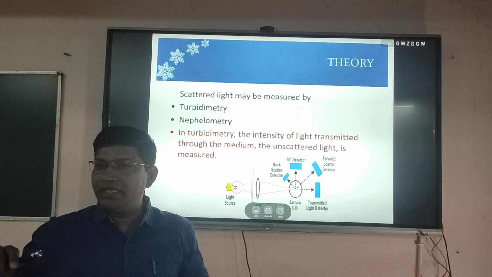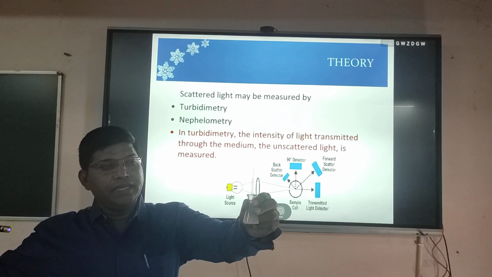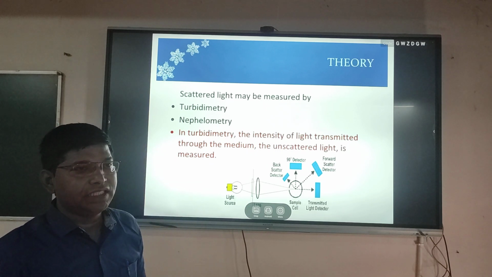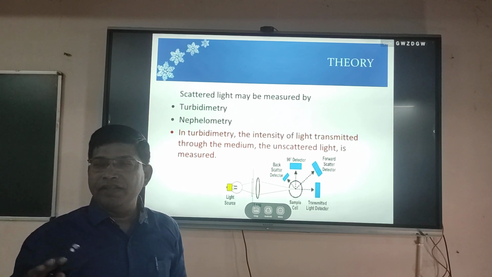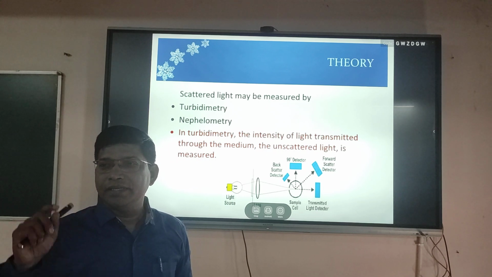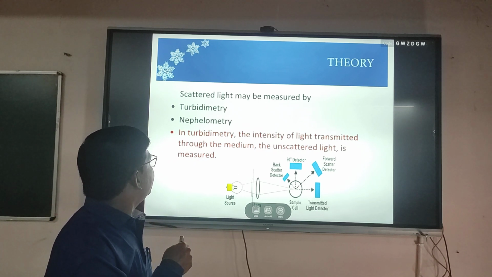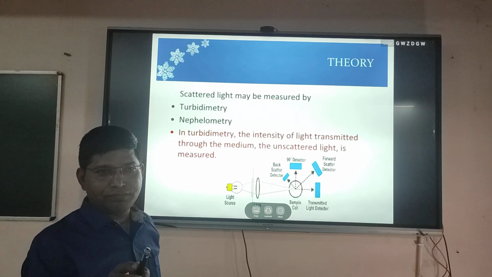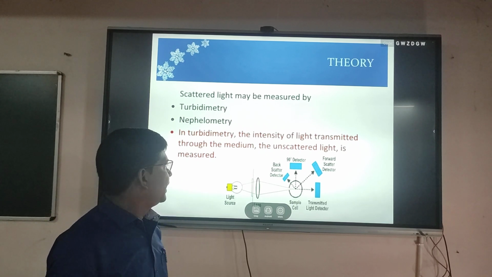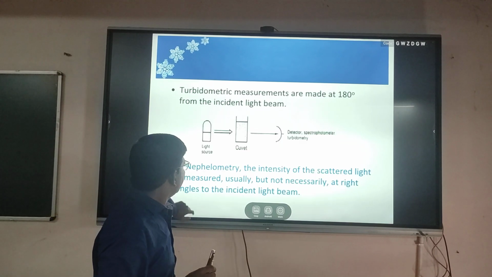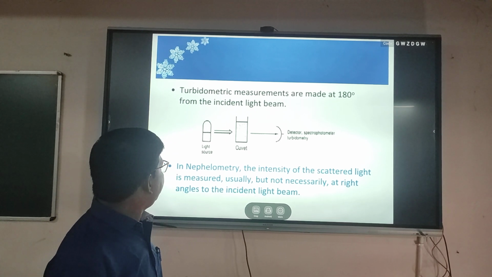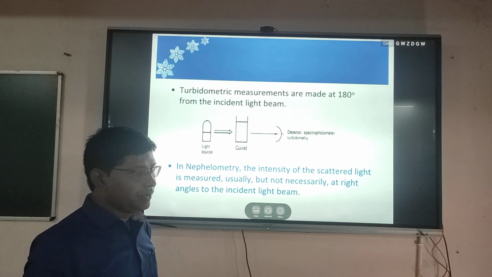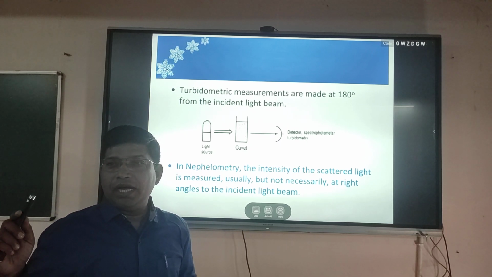So in turbidimetry, when you pass the light, the transmitted light is measured. How can we differentiate nephelometry and turbidimetry? In turbidimetry the term T means transmitted light, so here we will measure the transmitted light. Then we have a light source, cuvette, and a detector. So that is about turbidimetry.